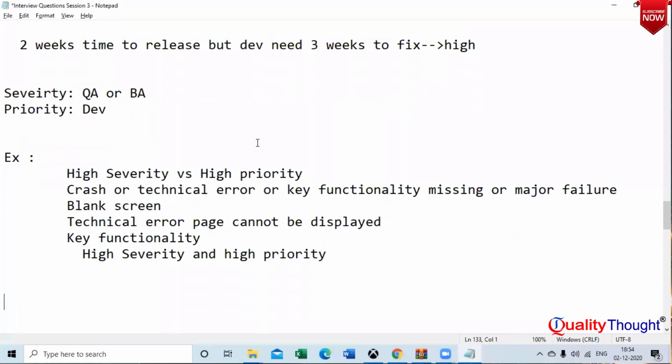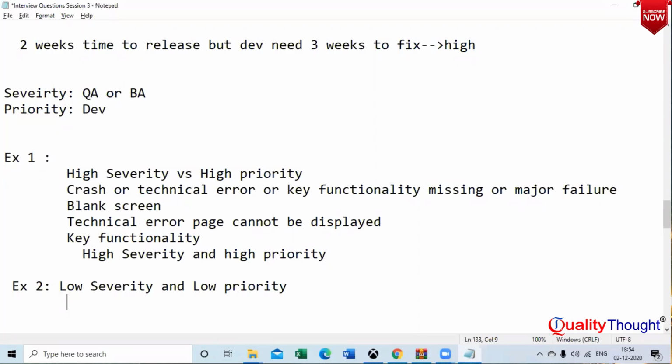So this is example 1, and one more example: low severity, low priority. If you take this example, low severity and low priority.